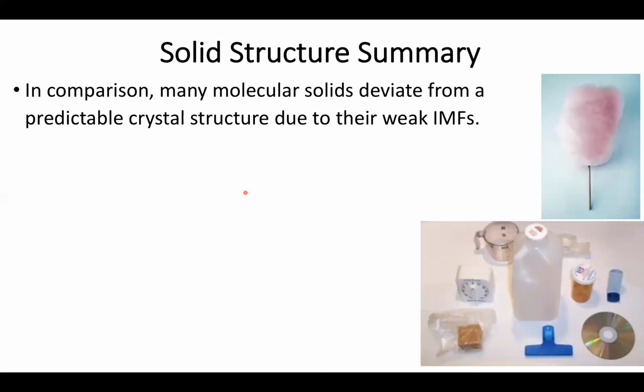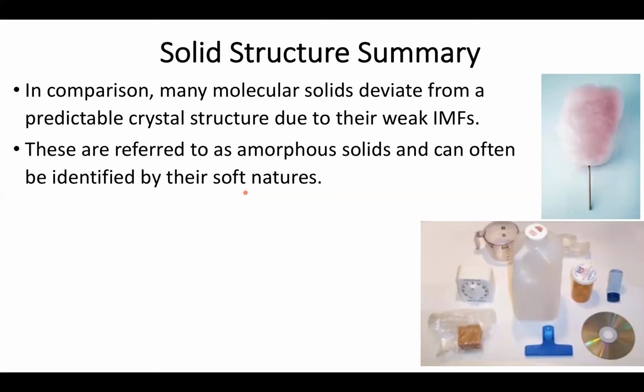In comparison, on the other end, if we start looking at molecular solids, they tend to deviate fairly easily from a lot of the predictable crystal structures because they have much weaker intermolecular forces. And it's a lot easier to have a more chaotic arrangement of atoms. Once you start deviating away from molecular solids like water that have fairly well-controlled IMFs and start working with things like plastics or sugars, where the bonds can be a little bit more chaotic, these start generating what are called amorphous solids.